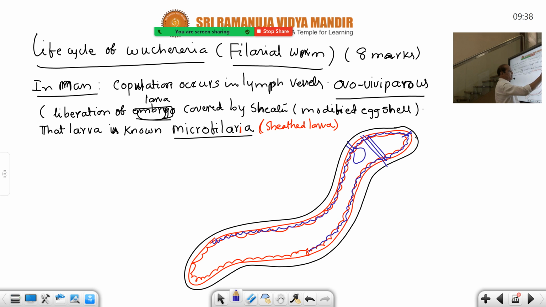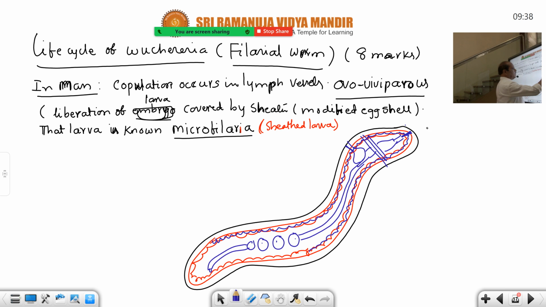A stylet is present in front, a needle-like structure. And here germ cells, giant germ cells, are also present. And this is the alimentary canal: pharynx, esophagus, and gradually this duct opens here as the anus. This is the alimentary canal.